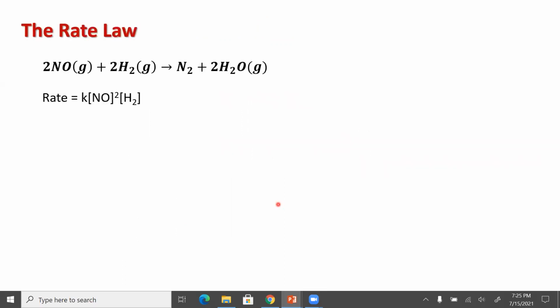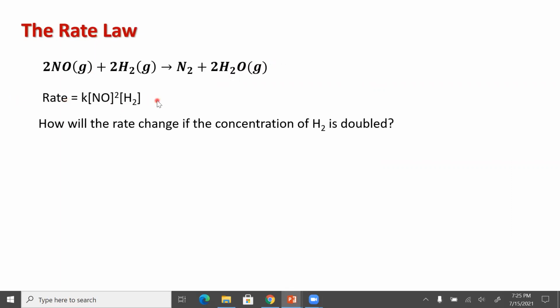So let's look at this one. Okay, we've got a reaction. It gives us the rate law. And let's look at what it means. So it's second order with respect to nitrogen monoxide and first order with respect to hydrogen. Okay, so what does that mean? How will the rate change if the concentration of hydrogen is doubled?